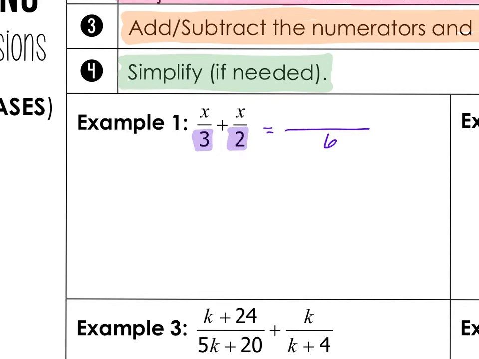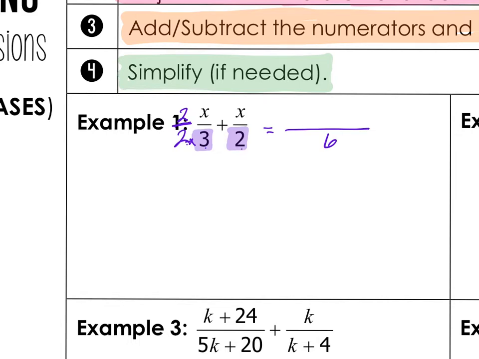I say, what do I multiply 3 by to get 6? Well, I multiply it by 2. And if I multiply the denominator by 2, I also have to multiply the numerator by 2. So basically, I'm multiplying by 1. 2 over 2 is 1. So I'm not changing the value of the fraction, I'm just changing how it looks.